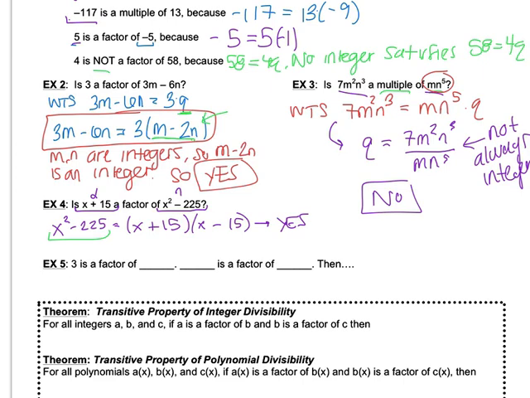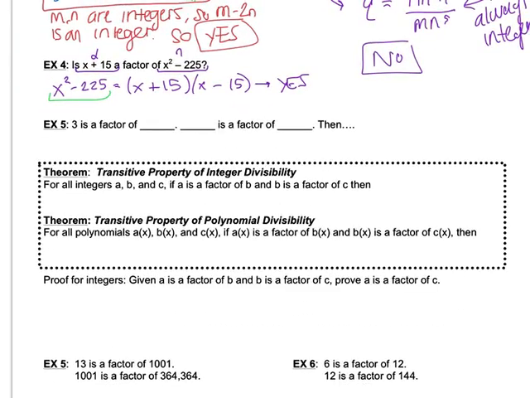Okay, this next example is going to lead into a couple of theorems about integers and polynomials. So just to introduce the theorems, we'll do example 5 to help it all make sense. So 3 is a factor of 6, which is true, and 6 is a factor of 12. Then we can conclude that 3 is a factor of 12, which should make sense. That is the transitive property of integer divisibility, which is a lot of big words, but really it's just saying that if you have one number that's a factor of some other number, but that other number is a factor of an even larger number, then that first original must also be a factor of that larger one.